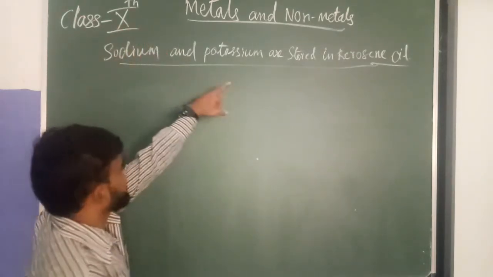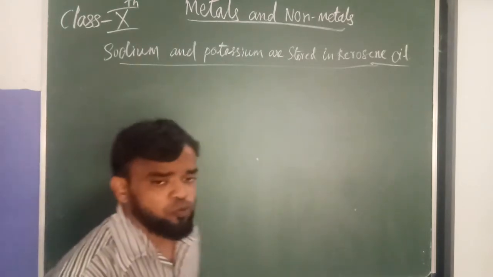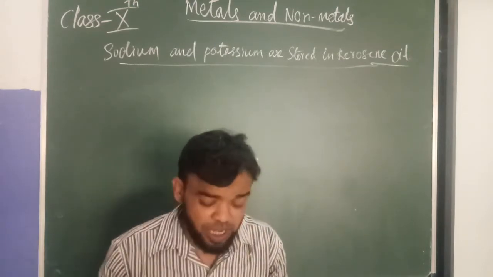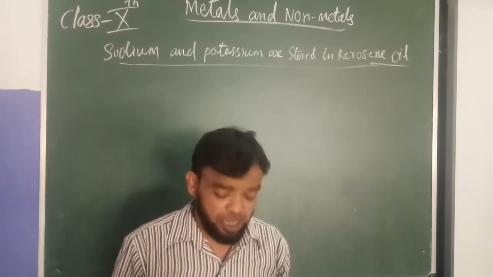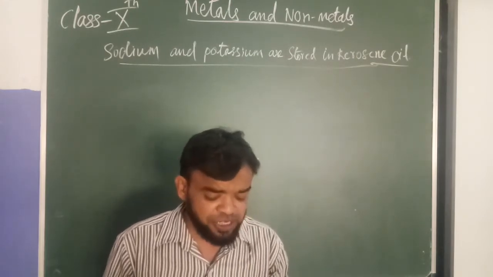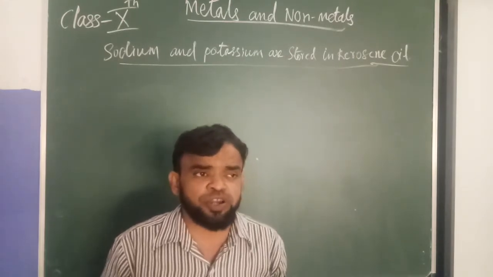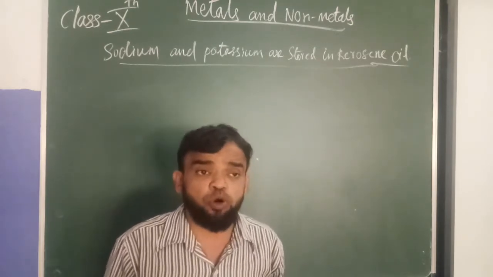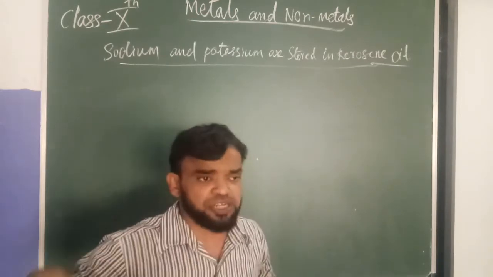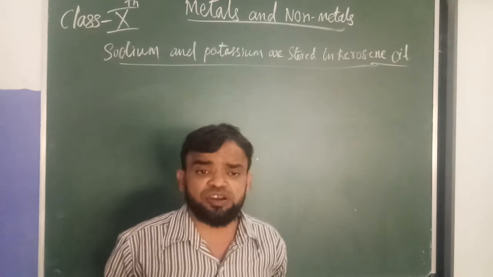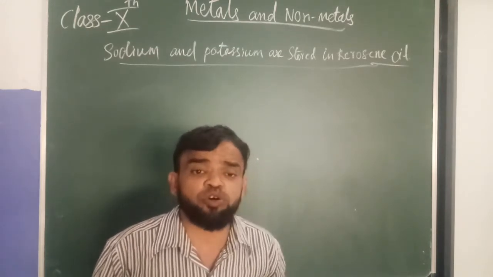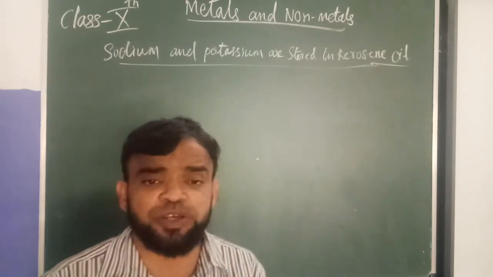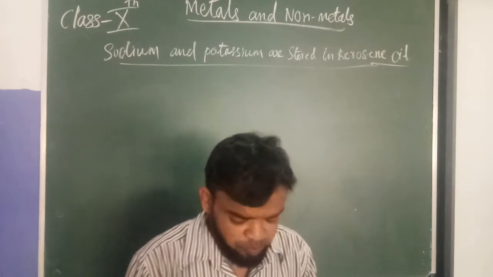Now here, sodium and potassium are stored in kerosene oil. Why? Because sodium and potassium are more reactive in nature. Because they are more reactive, if they come in contact with air, it becomes explosive. It releases more heat. It becomes more reactive and releases more heat, and for that purpose they are kept in kerosene. Understood?